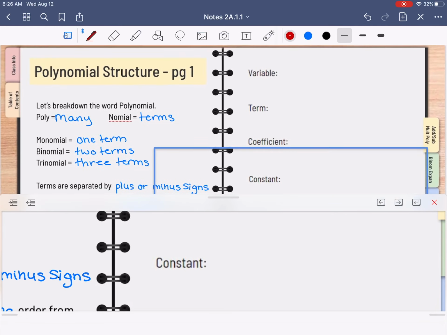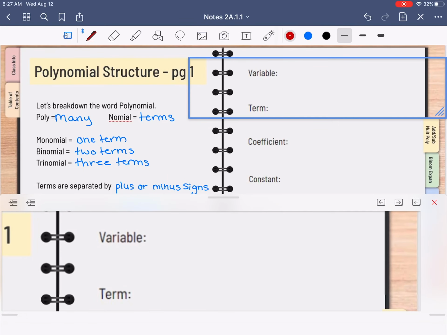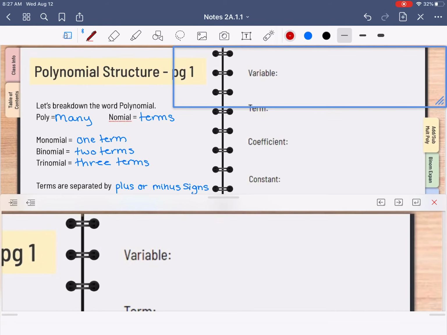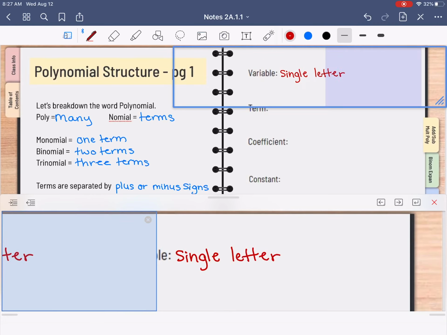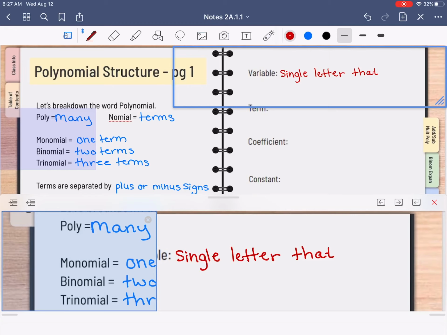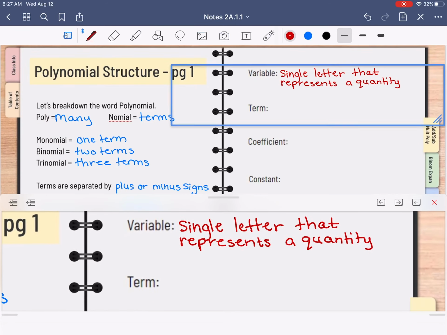All right, moving over to the other side, we have variable. You'll just click on that box and write in there. Hopefully you know these words. Like I said, they're review, but a variable is just a single letter that represents a quantity. The most commonly used is the letter X, but it's a single letter that represents a quantity. So we usually use variables as unknowns. You can use any letter you want.